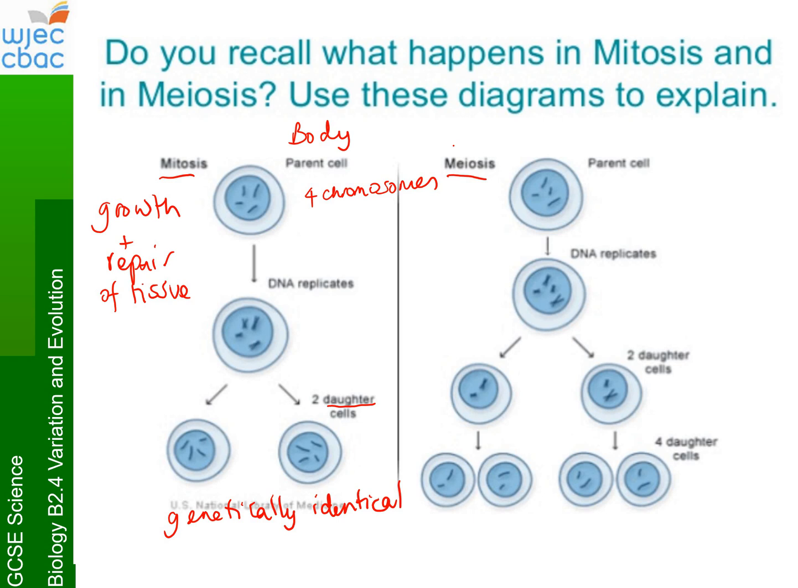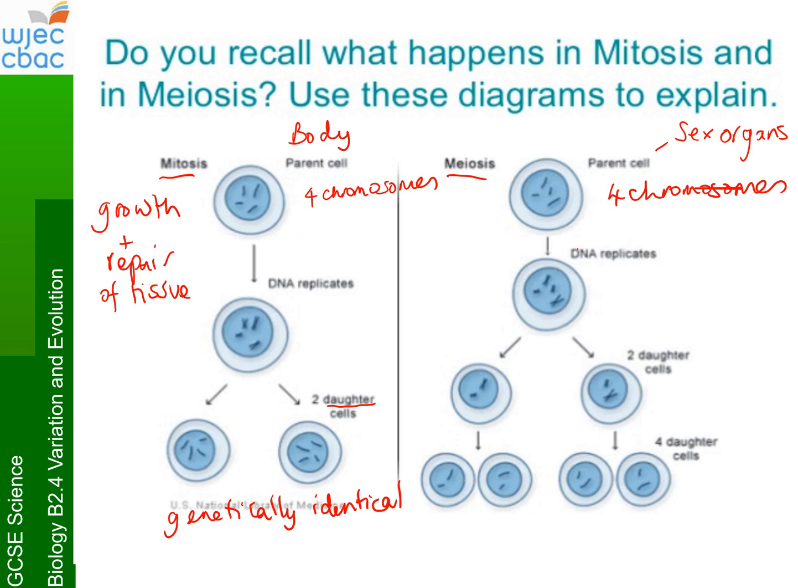Whereas meiosis, this parent cell would be in the sex organs. So in humans, it would be in the testes of the male, in the ovaries of the female. If it was a plant, it would be in the ovaries of the carpel of a flower, and it would be in the stamens or the anther of the stamens of the flower too, okay? So it starts off with 4 chromosomes at the beginning, and the next bit is very, very similar.